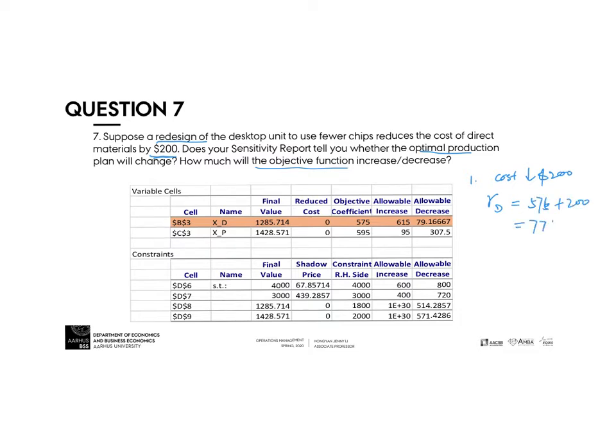Now it becomes $775. To answer the first question, look into the objective function coefficients, and you find the allowable increase is 615. So 200 is less than 615, and the optimal solution will not change.